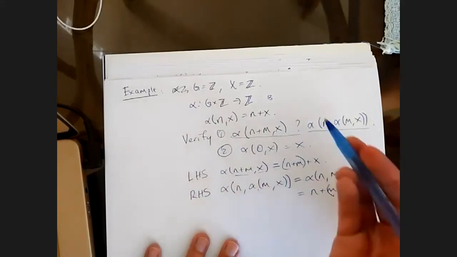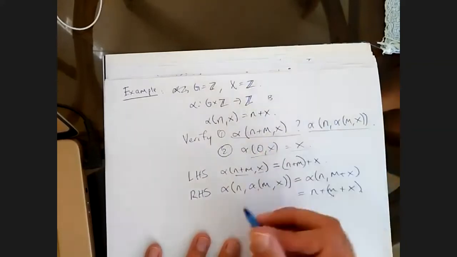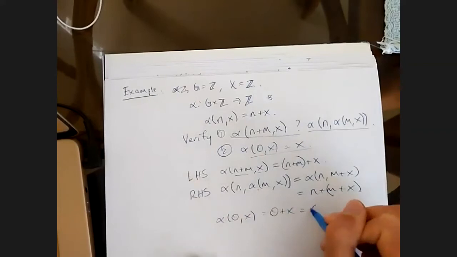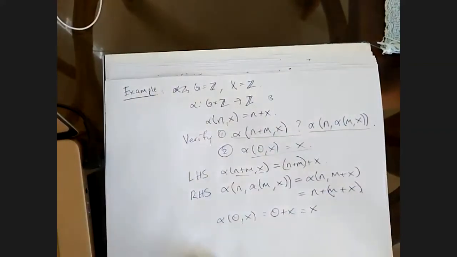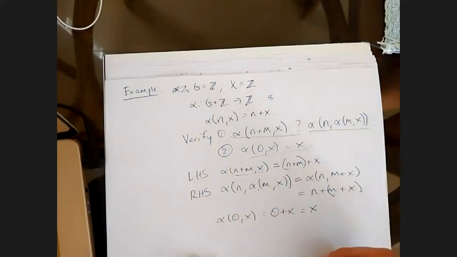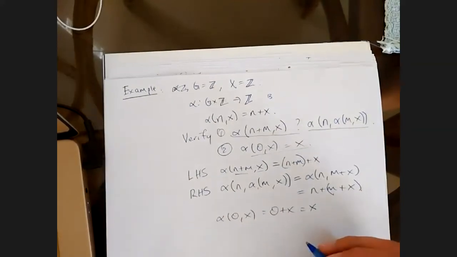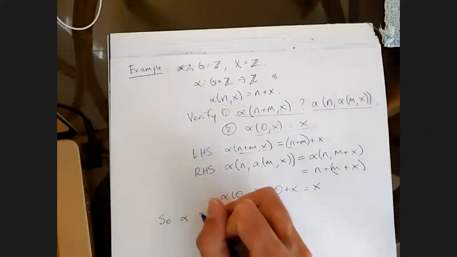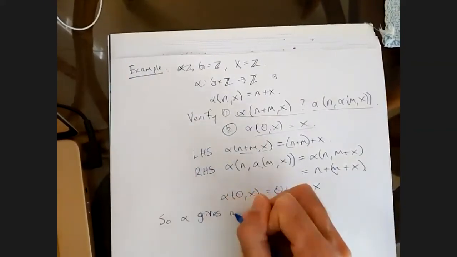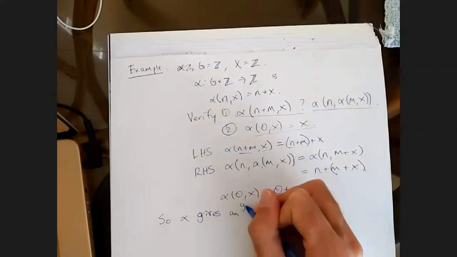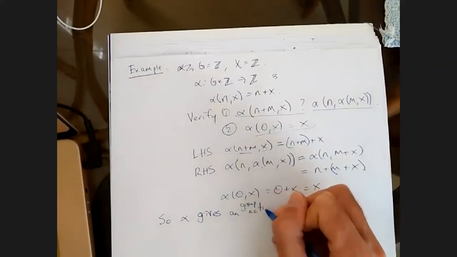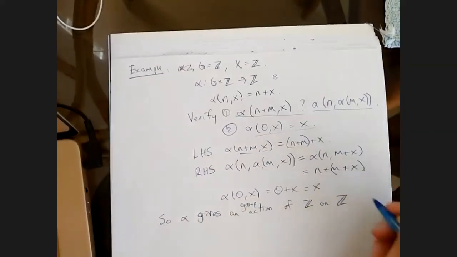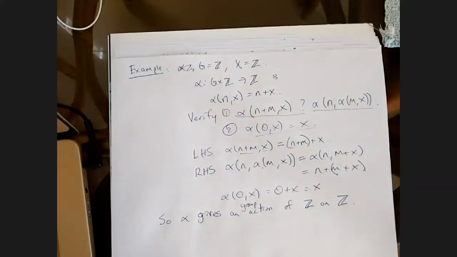So we have the first property satisfied. If we do this, we see alpha 0 X is just 0 plus X, which is just X as well. So that verifies both the properties of having a group action. So we have a group action. So alpha gives an action, a group action of Z on Z. And the action is by translation.